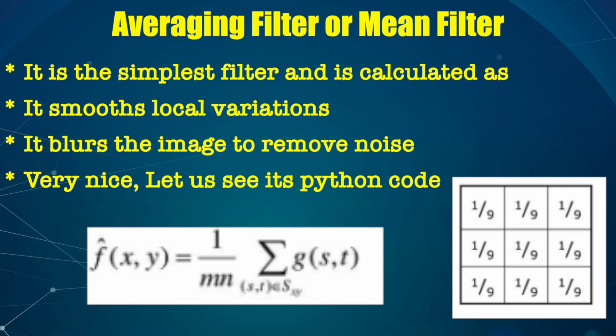This filter is also called a smoothing filter, and it smoothens the local variations, because if a variation is there, the average value will come in the result. So all values are replaced by the average value, therefore the variations will be removed. Very nice. Let us go to the Python code now.